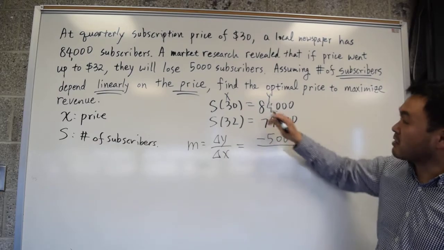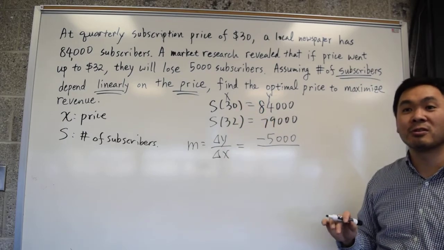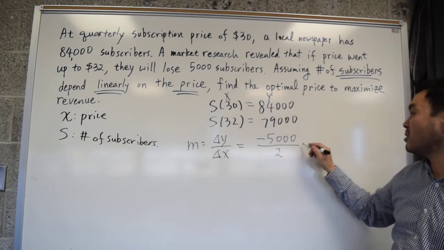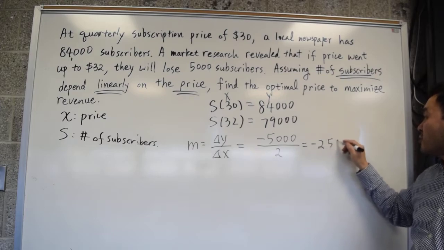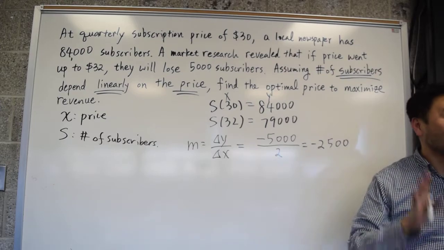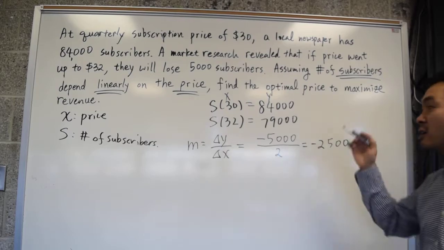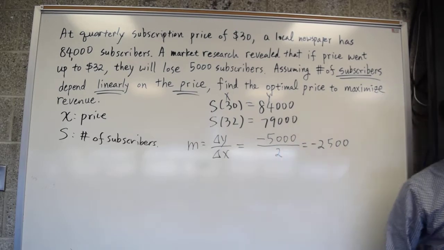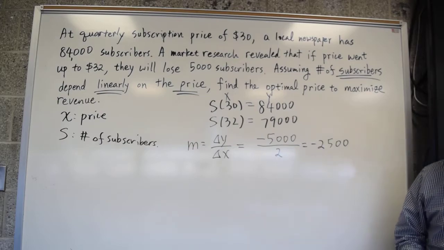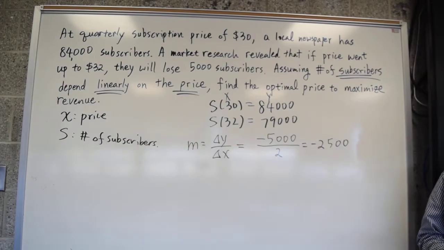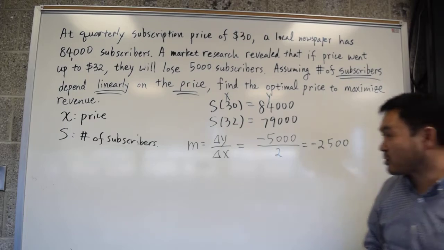And what's the change of x? It went from 30 to 32. It increased by 2. So that's negative 2,500. So that's the first step. If you want to find the linear function, the first thing that you do is to find the slope. Okay. Now, after you find the slope, what do you use? Point slope form, right?